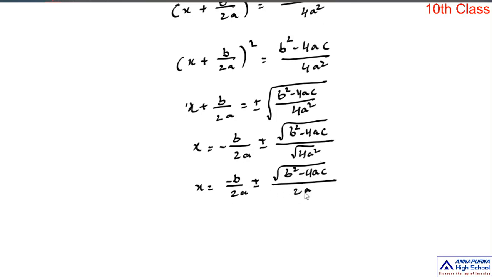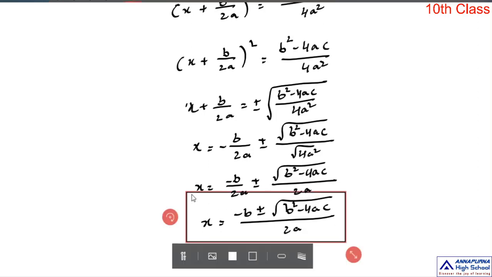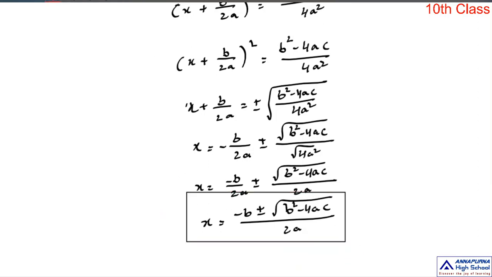And observe the denominators of these two terms, they are the same, so we simplify the numerators directly. So x is equal to minus b plus or minus root of b square minus 4ac by 2a. Okay, so this is the generalized formula to find the roots of a quadratic equation. X is equal to minus b plus or minus root of b square minus 4ac by 2a. In case you remember this formula, you can easily find the roots of the given quadratic equation.